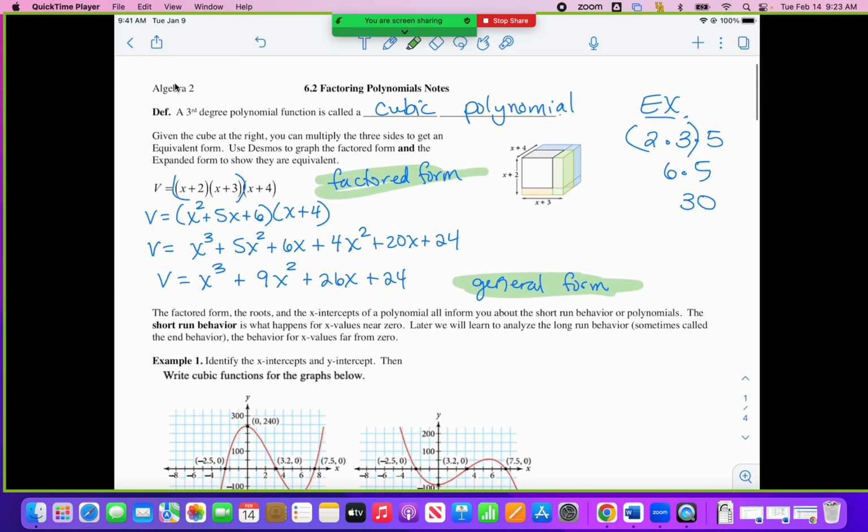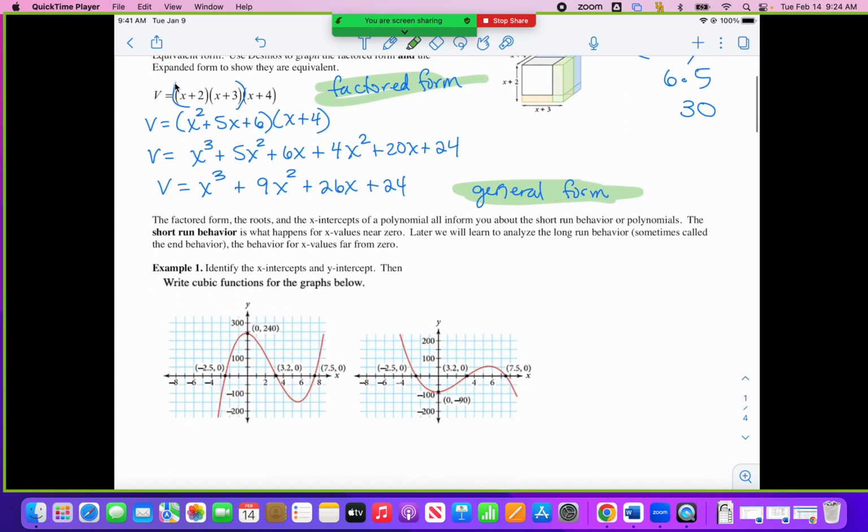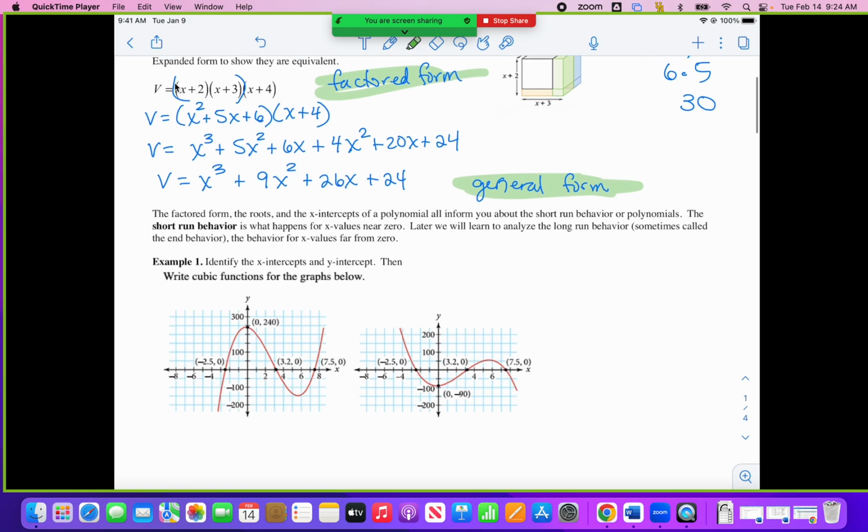The factored form, the roots and the x-intercepts are all there for you to know about something called the short run behavior. And the short run behavior is what's happening near x values near 0. Later, we're going to learn about long run behavior, sometimes called end behavior, which we've already done this year. The behavior for x values far from 0.